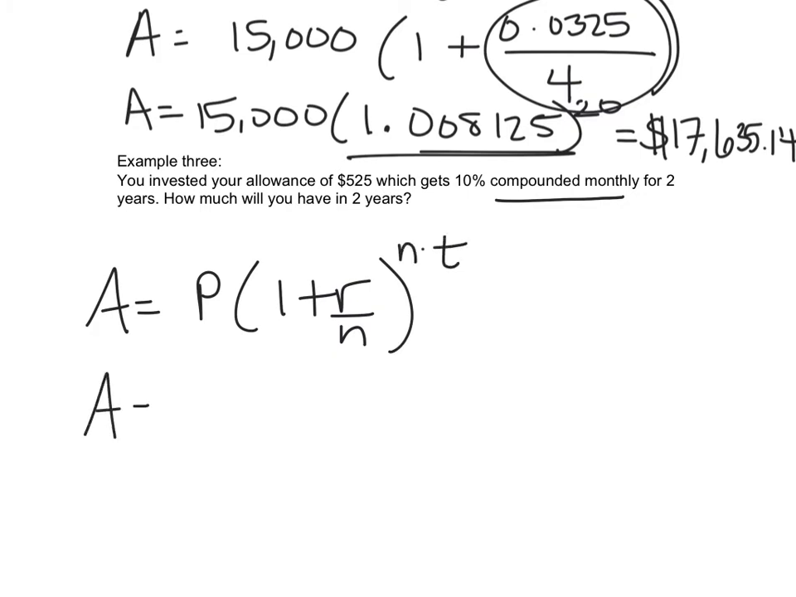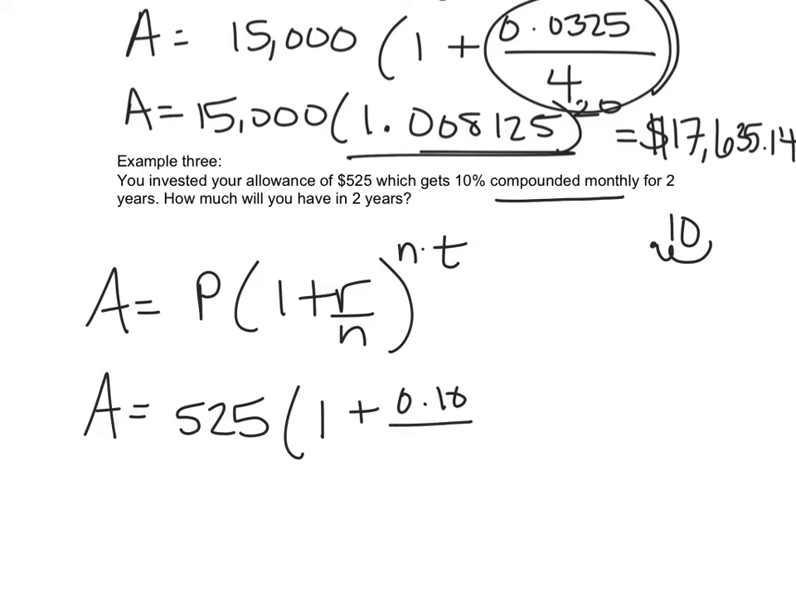Okay. Principal is $525. Your rate is going to be 0.10 because I'm taking 10% again, moving the decimal place over, to get 0.10. If I'm compounding monthly, I'm dividing that 10 by 12, and then we do 12 times the 2 years.